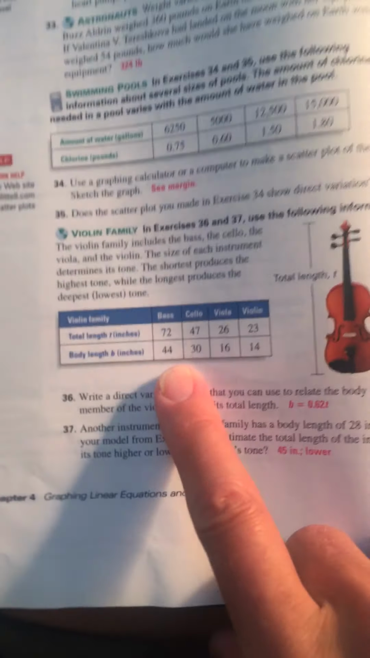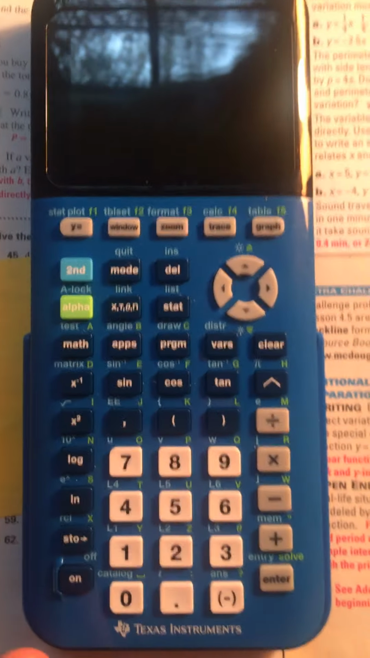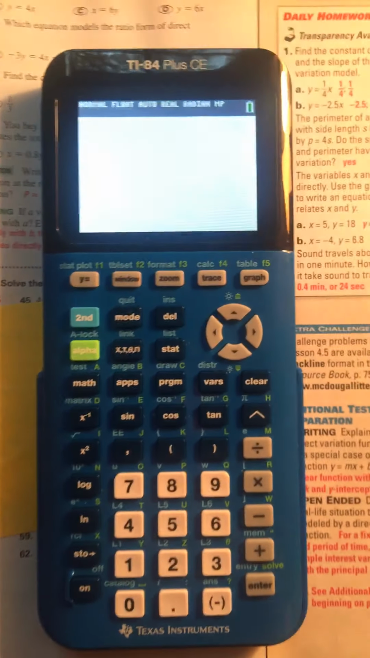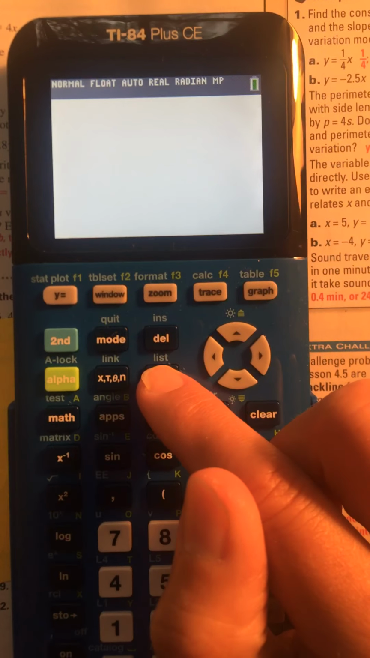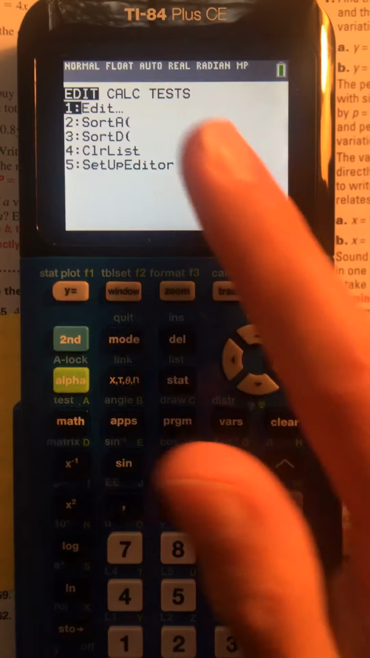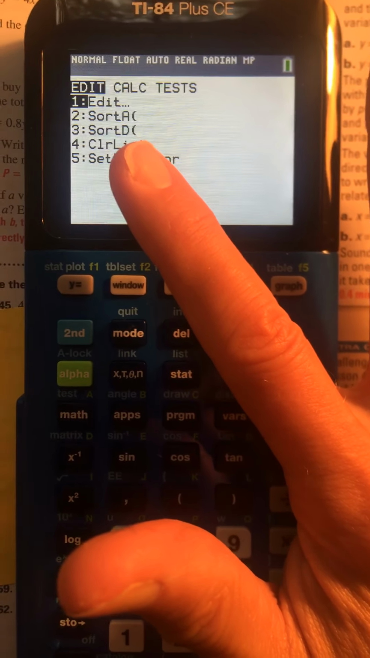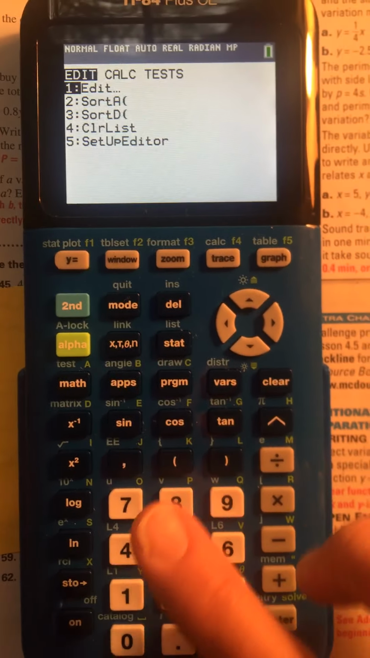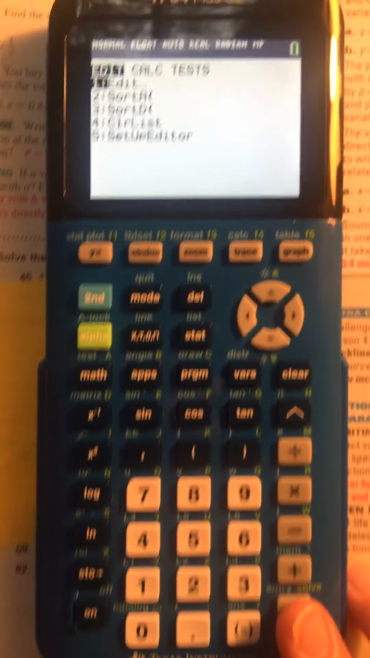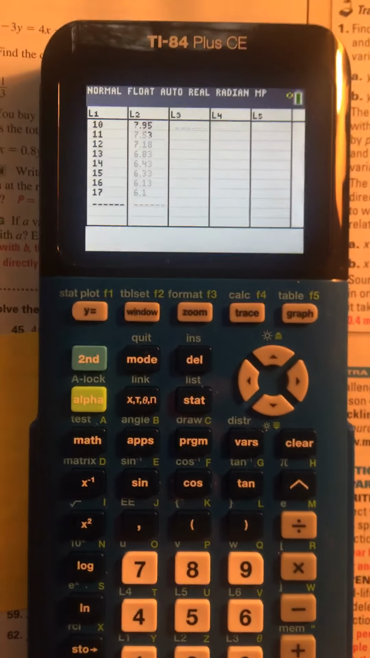Well, I'll do this one down here, okay? So first of all, what you do is you turn on your calculator right there, and then we're going to go to this button that says Stat for statistics, and we want to put in our data, so we're going to select number 1, Edit. You can either push number 1 or you can push Enter since my cursor is already there.